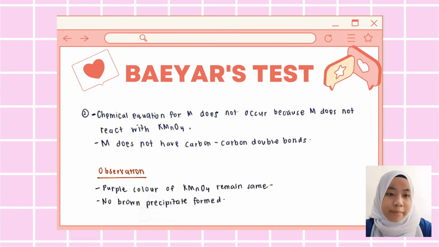For M, which is cyclobutane, the chemical equation does not occur because M does not react with KMnO4. This is because M does not have a carbon-carbon double bond, and M is not an alkene. The observation for this chemical test is that the purple color of KMnO4 remains the same and no brown precipitate forms.